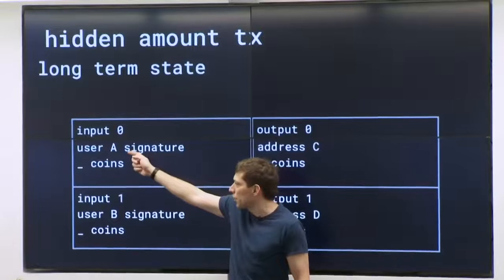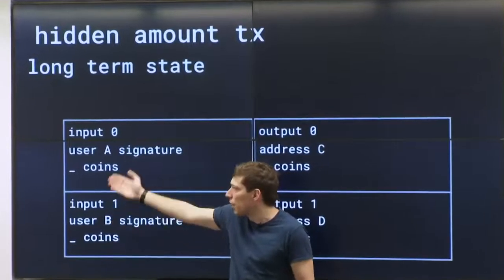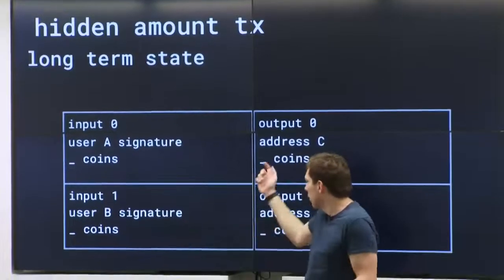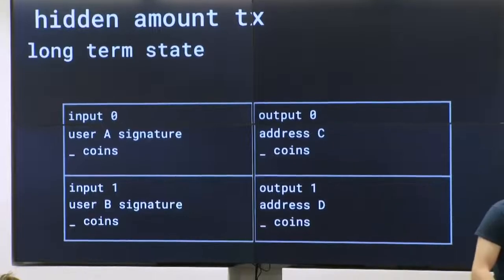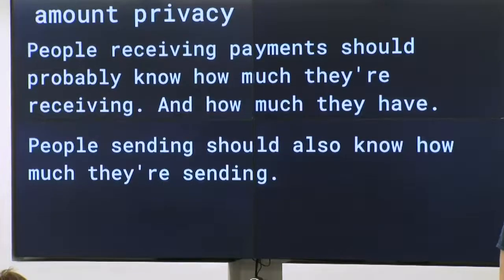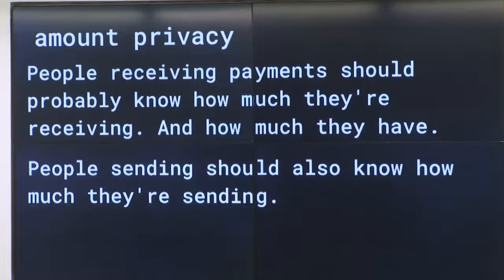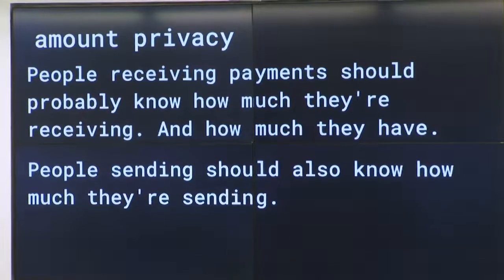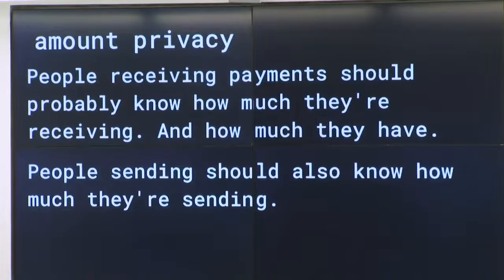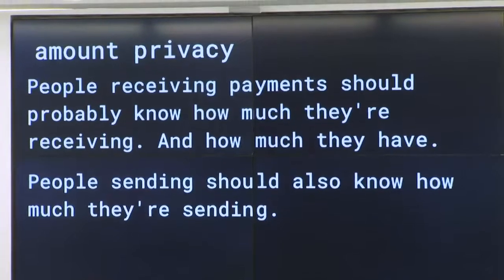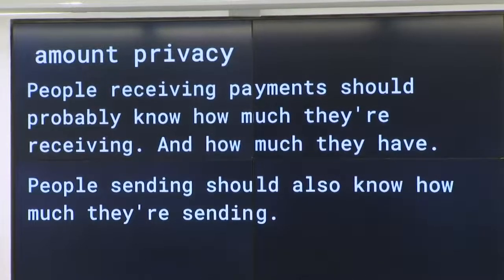A is signed, signature from key A, signature from key B, some amount of coins. You don't see it. You don't see any of this. Okay, so that's the long-term state. But wait, people receiving the payments should probably know how much they're receiving, right? And they should probably know how much they have. If you don't know how much money you're getting, that's not a very useful payment system.